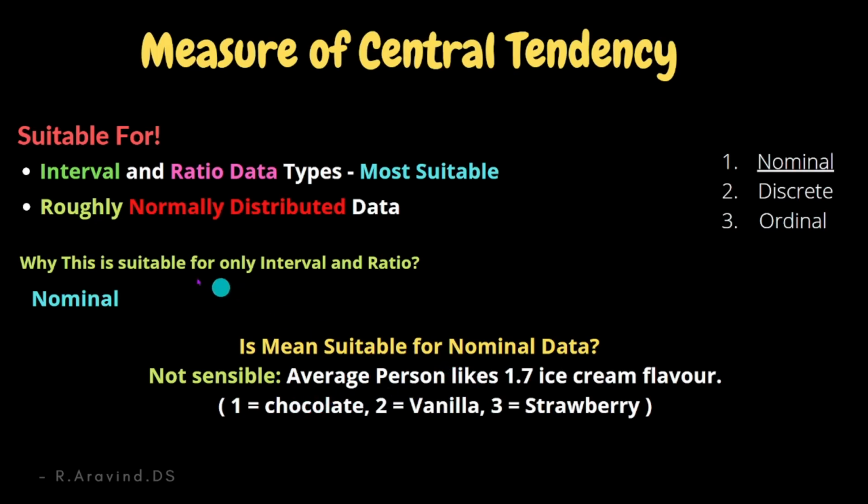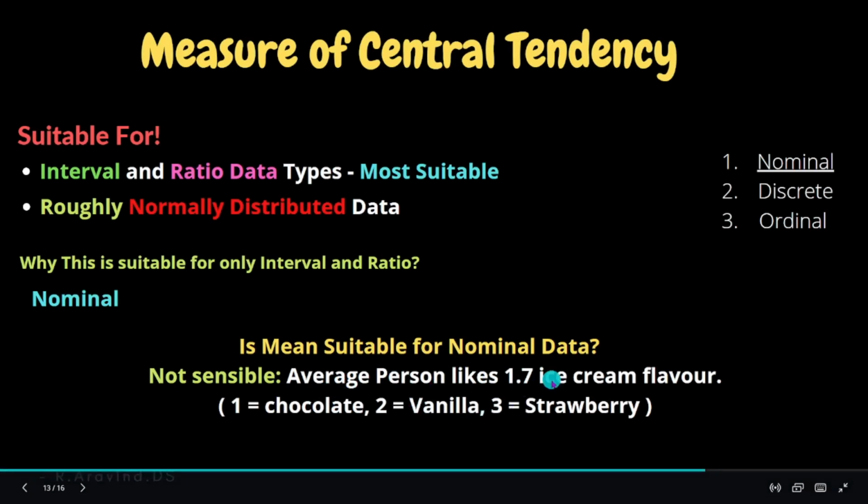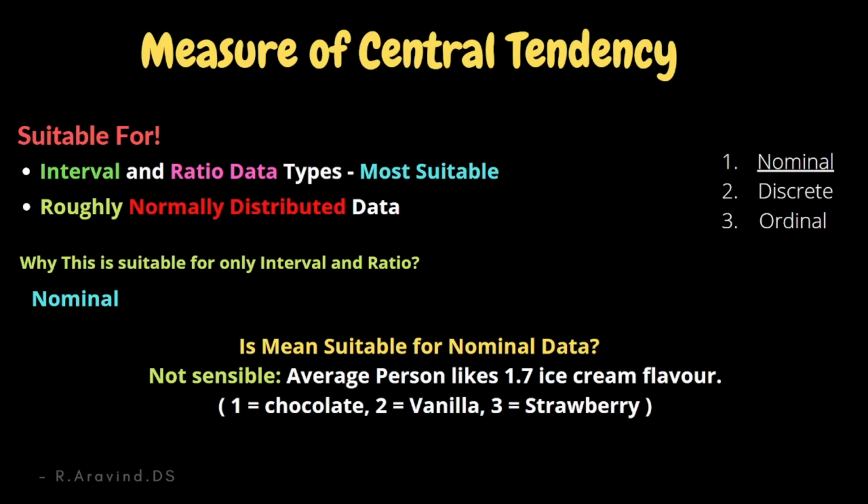You know, with the nominal data type there is no true zero point. That's why I'm saying one is equal to chocolate, two is equal to vanilla, and three is equal to strawberry. So how can you interpret it? I came up with a value of 1.7. You can go for chocolate or you can go for vanilla. So where do you go actually?